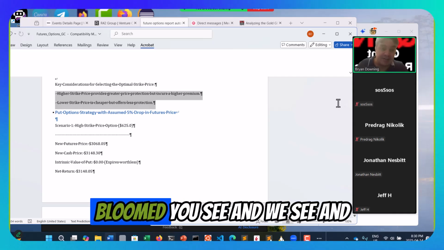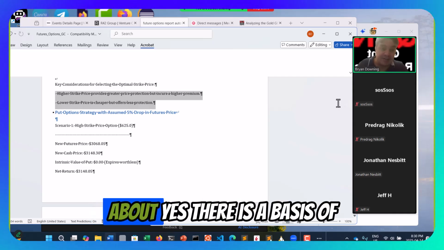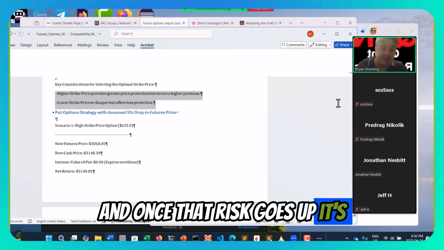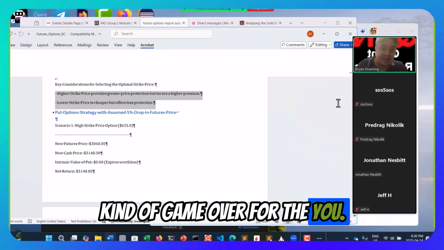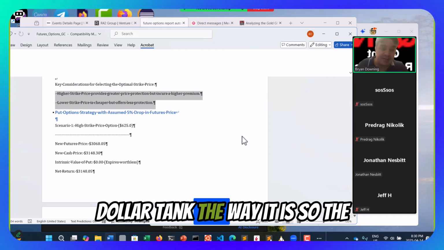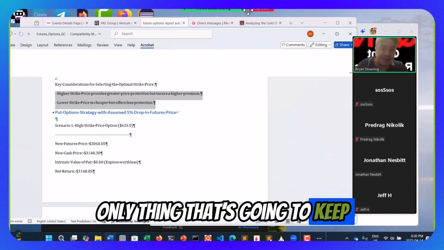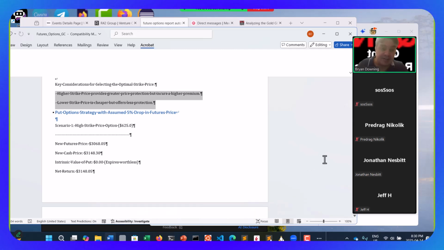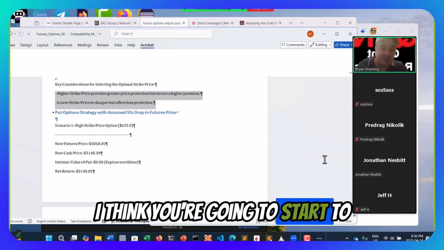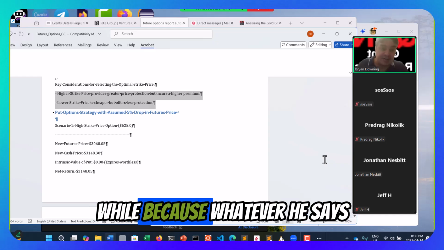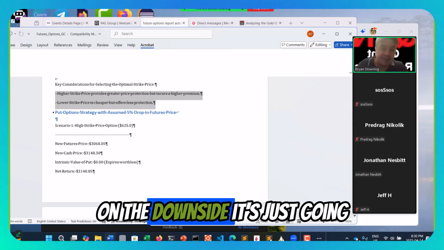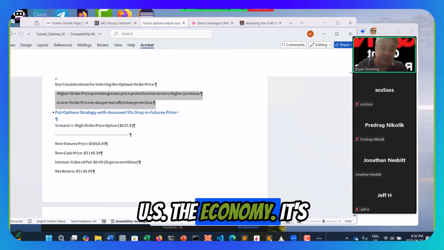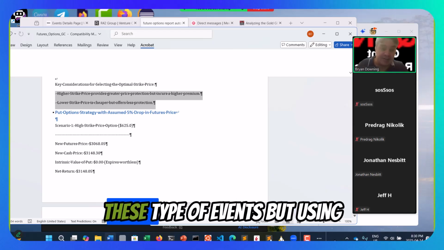You can go into the news, your Bloomberg, your CNBC, and right now they're talking about, yes, there is a basis risk when it comes to treasury. And once that risk goes up, it's kind of game over for the U.S. I hate to tell you, and that's why you're seeing the dollar tank the way it is. So the only thing that's going to keep the dollar stable is what happens in the markets. So that's why I think you're going to start to see a Mr. Quiet Trump over the next while, because whatever he says on the downside, it's just going to tank everything. And where it's really going to hurt the U.S., the economy, and specifically the dollar, it's these type of events.